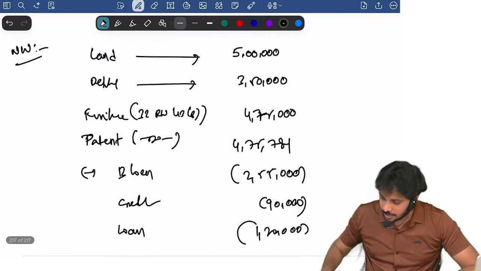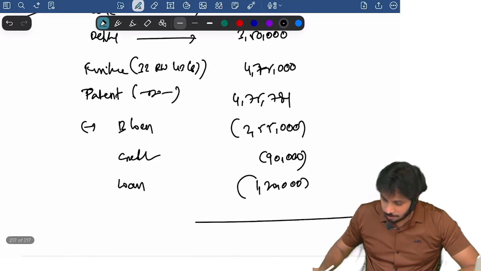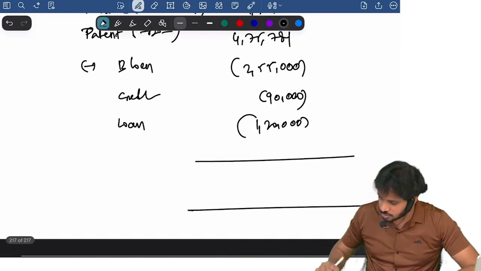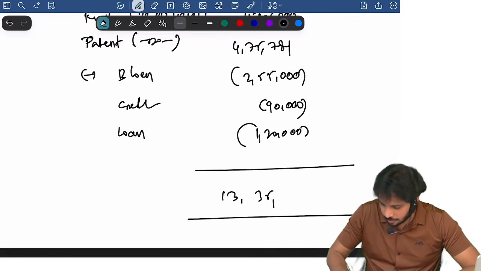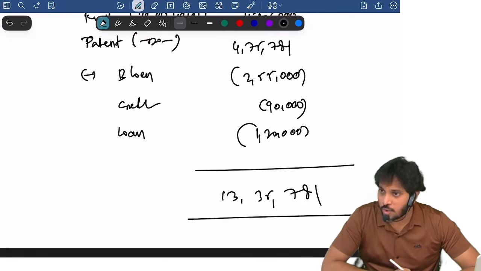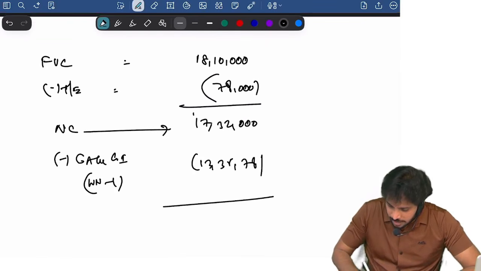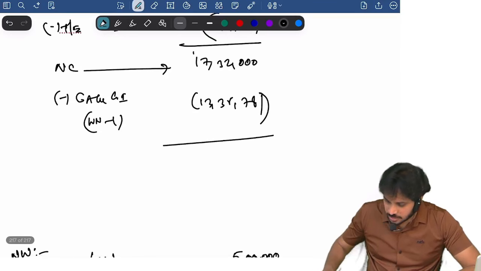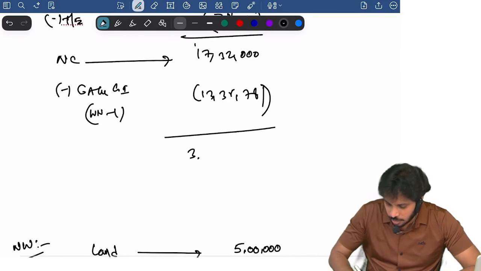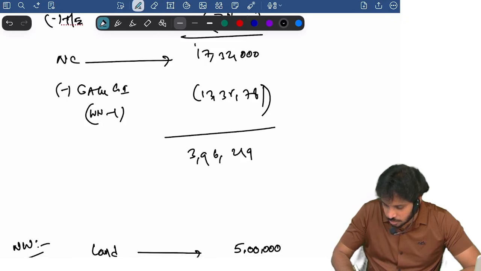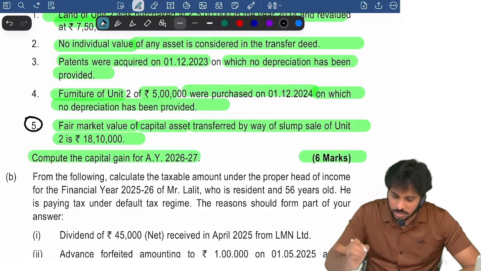Calculate. 5 lakh plus 3 lakh 50 plus 4 lakh 75,000 plus 4 lakh 75,781 minus 2 lakh 55,000. Correct? Bank loan 2 lakh 55 only. Minus 90,000 minus 1 lakh 20. So net worth is 13 lakh 35,781. So that I will reduce, 13 lakh 35,781. Now I get a capital gain. 17 lakh 32,000 minus that is equal to 3,96,219 capital gain. Now is it long term or short term?